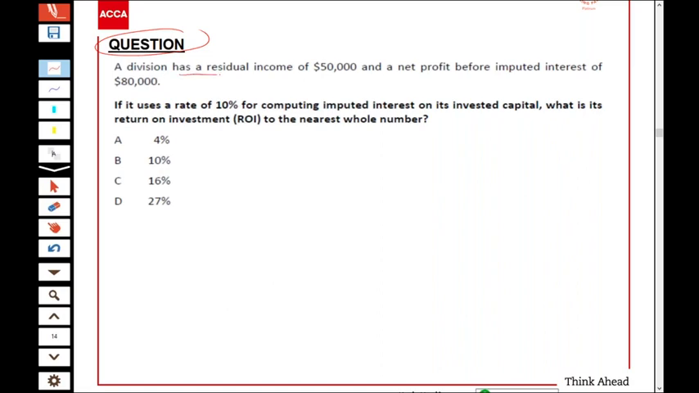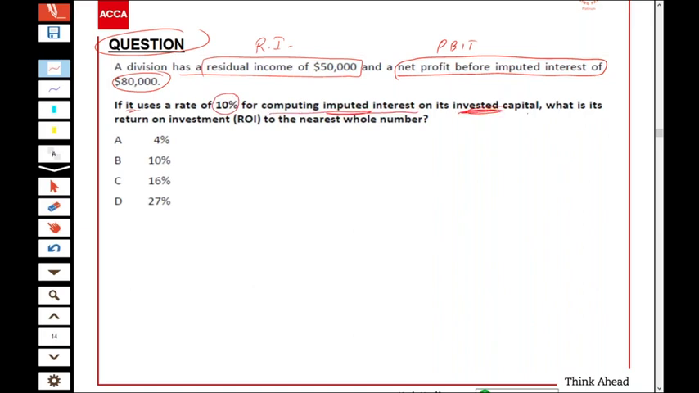A division has a residual income of 50,000. That's RI. And the net profit before imputed interest, that is obviously PBIT, was 80,000. If it uses a discount rate of 10% for computing imputed interest on its invested capital, what is the return on investment?